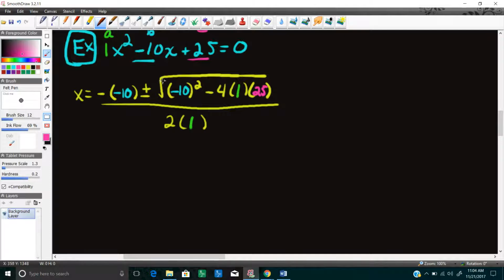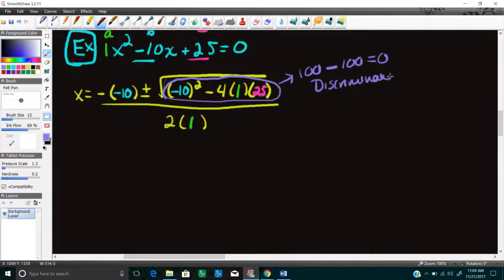Now I'm going to go ahead and simplify. Let's look at the inside first, just like last time. So we're going to look at our discriminant, which is this piece right here, what's underneath the square root. And I'm going to calculate this separately. That way we don't have to do all that work. So I know negative 10 squared is going to be 100 minus 4 times 1 is 4 times 25 is 100. So in this case, we end up with 0 because this square minus all this gives me 0.